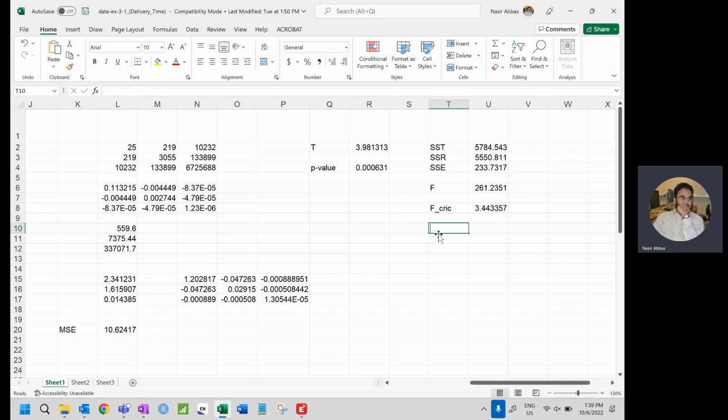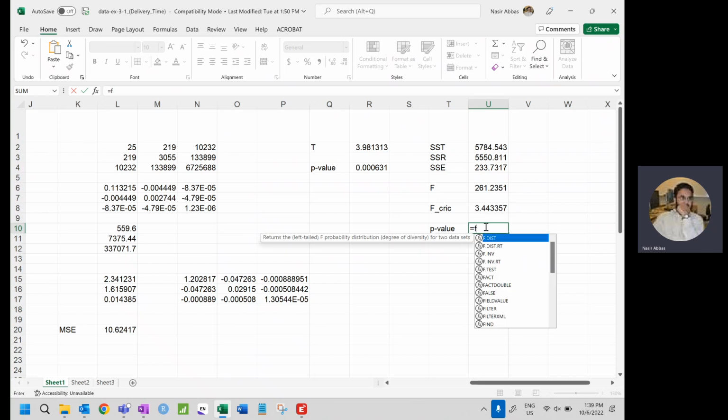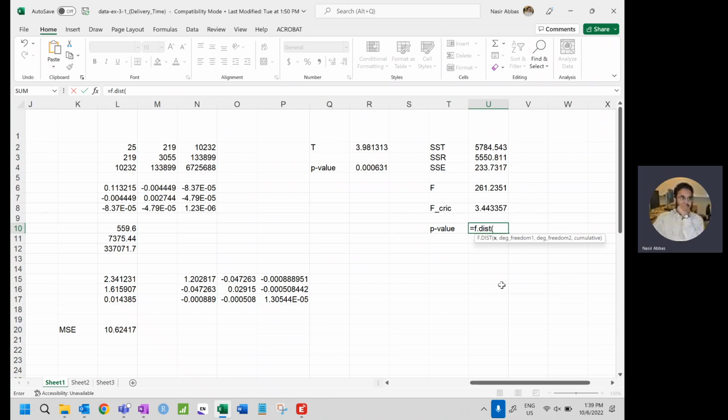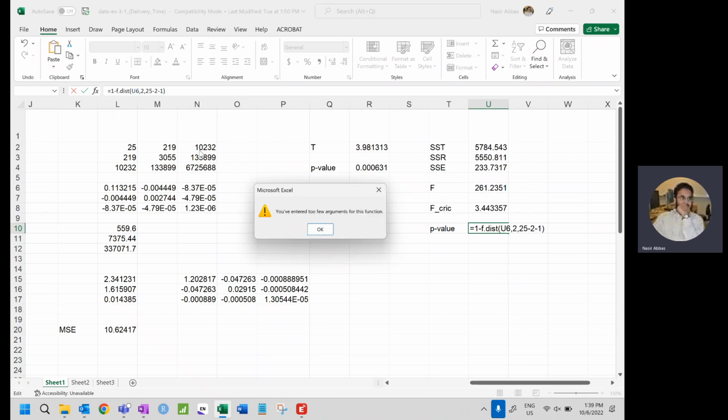What if I find the p-value here? The p-value will be the upper tail probability beyond 261. So now I'll make direct use of the F table, not the inverse. So F.DIST. I need the upper tail area. The command will give me the lower tail area, but at the end I will take 1 minus, and this will give me the upper tail. Degrees of freedom for the numerator, 2. Degrees of freedom for the denominator, 25 minus 2 minus 1.